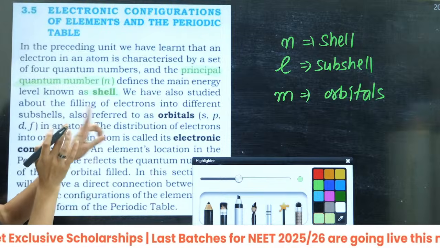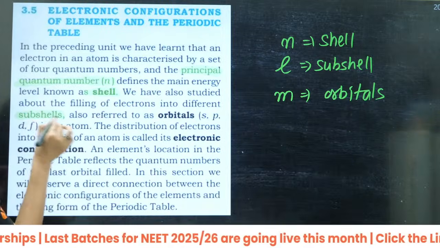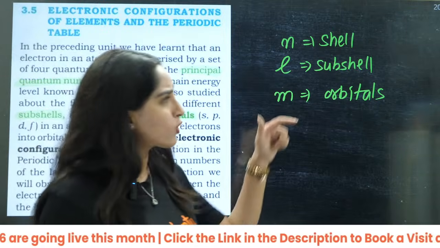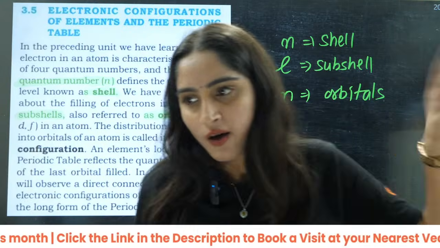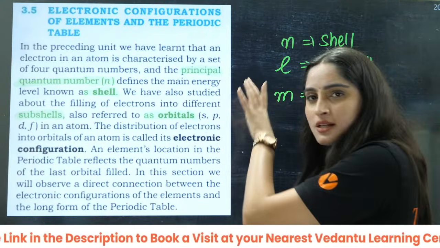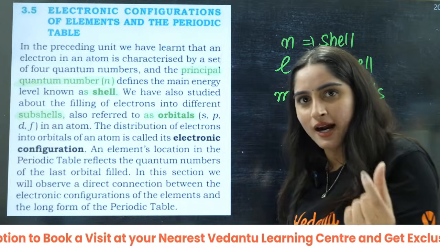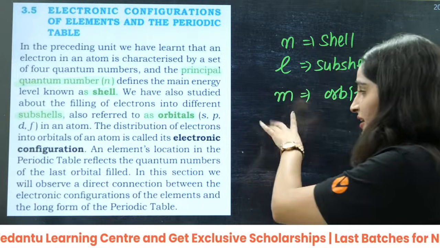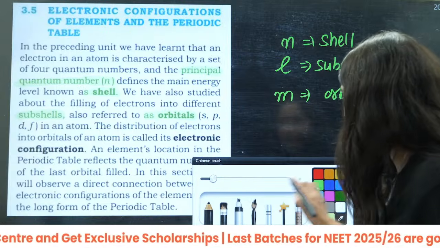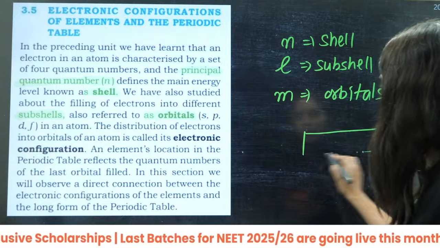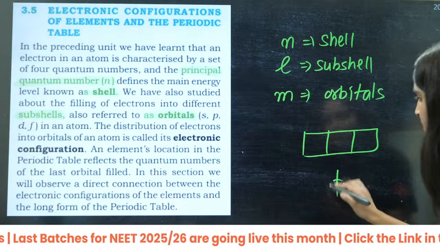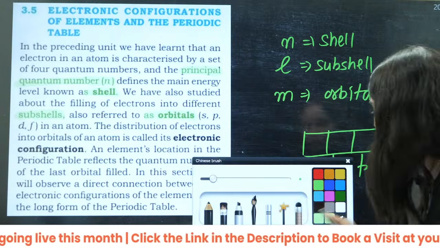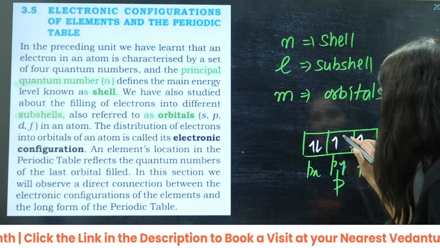We have also studied the filling of electrons into different subshells, also referred to as orbitals. Now students actually get confused. They're like, okay ma'am, subshells are called orbitals. Students misunderstood these things because decoding NCERT is also a task, right? They think subshells are orbitals. But what they are simply saying is that you have a subshell p, the p subshell, and you have 3 orbitals, that is px, py and pz. And you fill the electrons this way and this way.